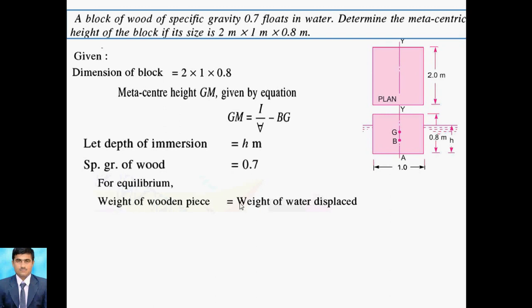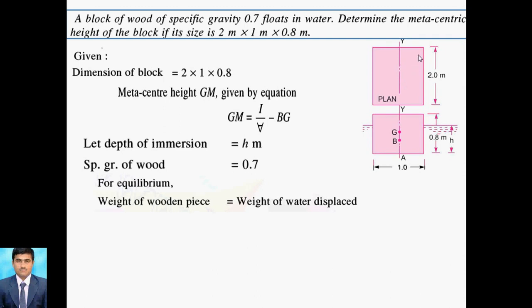So this is the equilibrium condition we can use to find the value of h. The depth of impression we have to calculate from this principle, that is Archimedes' principle, so the weight of the wooden piece is equal to the weight of the water displaced. Okay, so first, the weight of the wooden piece.